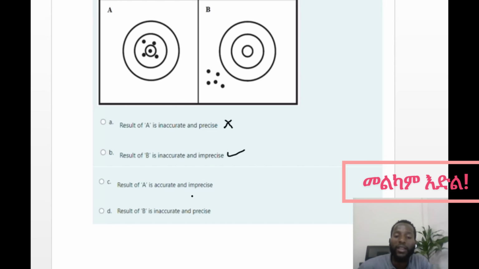Result A is accurate and imprecise. This is also right. And result B is inaccurate and precise. This is wrong because result B is not precise. This is not precise because the measured values are far from each other.